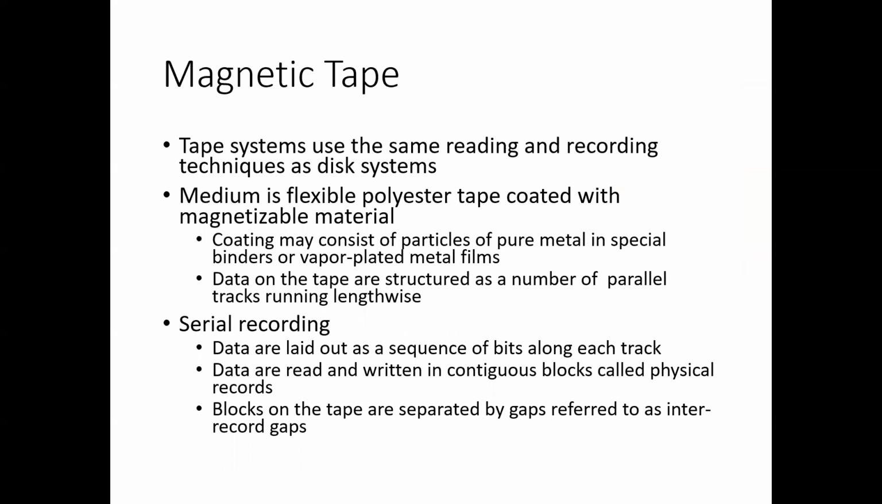Tape systems use the same reading and recording techniques as disk systems. The medium is this flexible polyester tape, and that gets coated with a material that you can magnetize. They are recorded serially rather than with random access. So basically they're laid out as a sequence of bits along each track, and they get read in continuous blocks called physical records. And the blocks on the tape are separated by gaps referred to as inter-record gaps.